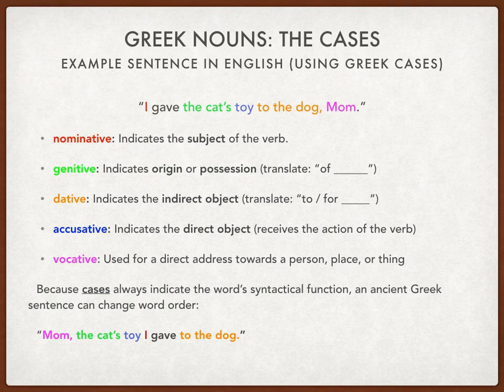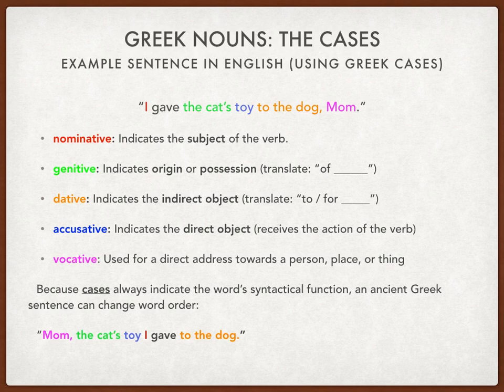The cat. How's the cat working in this sentence? Well, the cat is the possessor of the toy. The cat owns the toy. So I'm going to put the cat in the genitive case because it's the cat's toy. It's not the dog's toy. The dog doesn't own the toy. The cat does. So he's going to be in the genitive. Like I said before, anytime you see something in the genitive case in Greek, by and large you can get away with translating it with the word of. I gave the toy of the cat, or I gave the cat's toy. So let's put him in green to make him genitive since they both have G at the start.